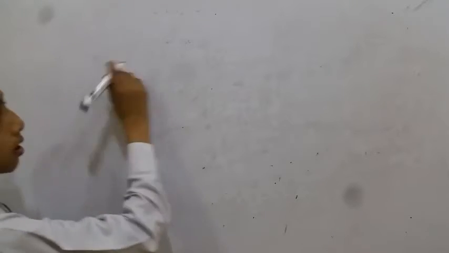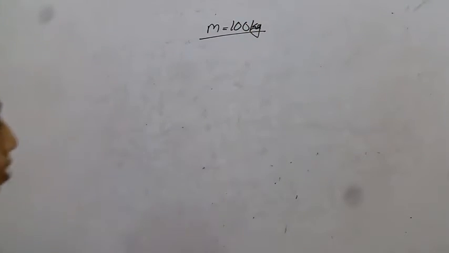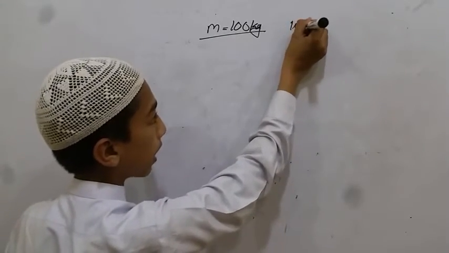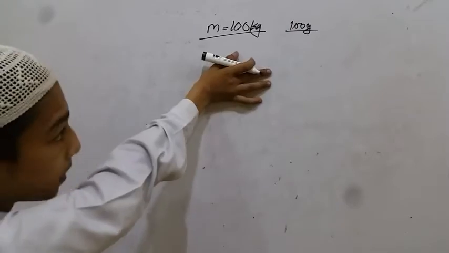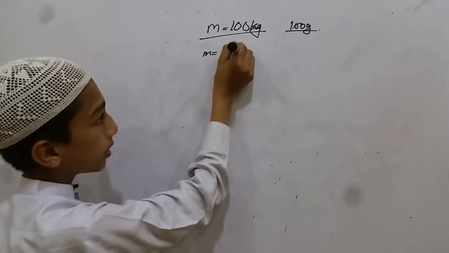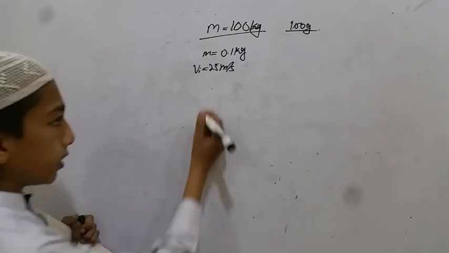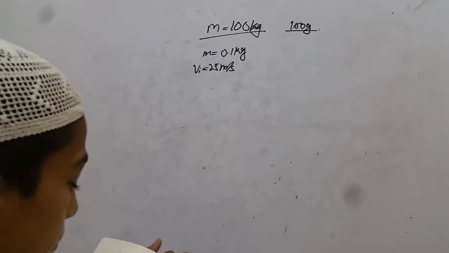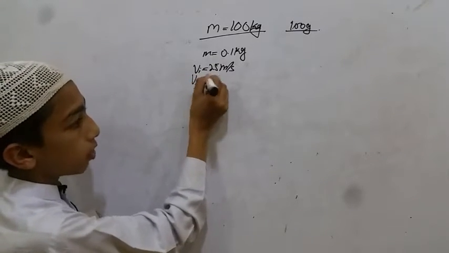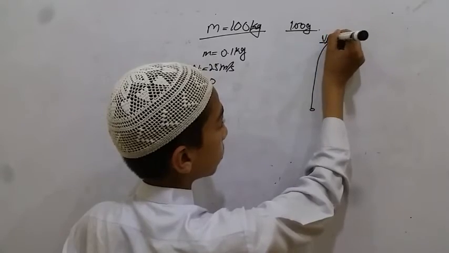Here mass is given 100 kg and it is a very large mass. So if we take it 100 gram, then it is normal. So 100 gram is equal to 0.1 kg, and velocity is given 25 meters per second. This is the initial velocity. And now find the height, and the final velocity is 0 because the object changes its direction here, so the final velocity will be 0.